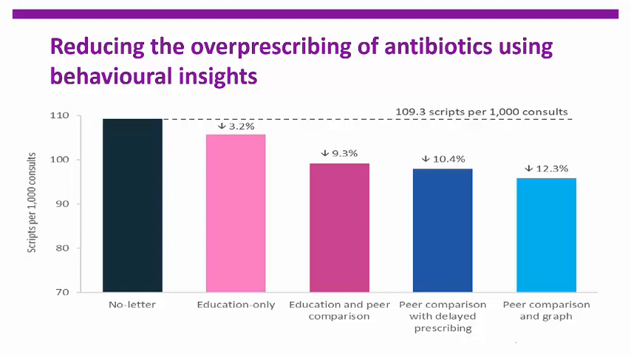The third one was a peer comparison with a graph, so including the peer comparison information but showing it in a graph format rather than just words. And the fourth one was peer comparison with delayed prescribing. So it included the peer comparison tagline, but it also provided delayed prescribing materials.